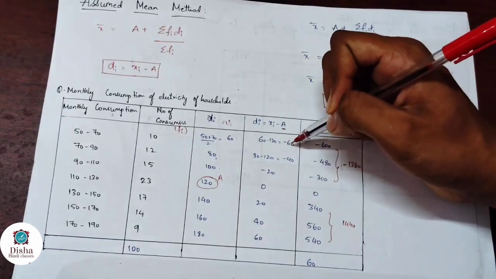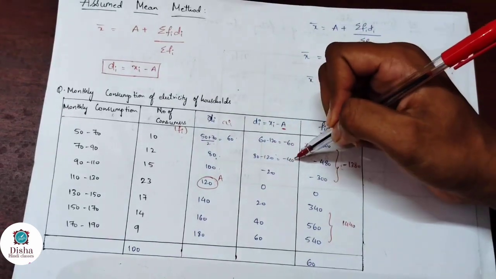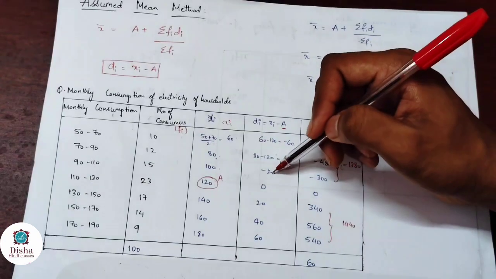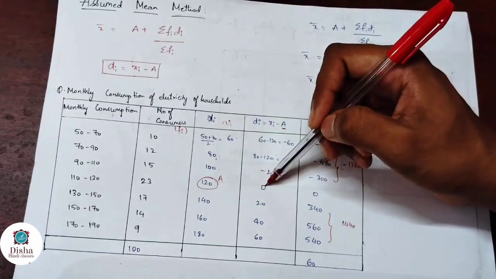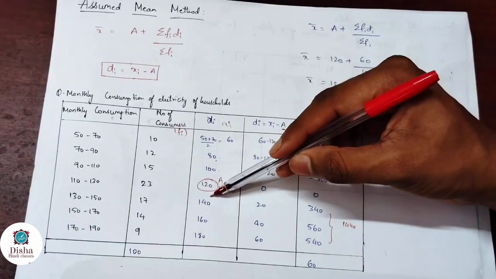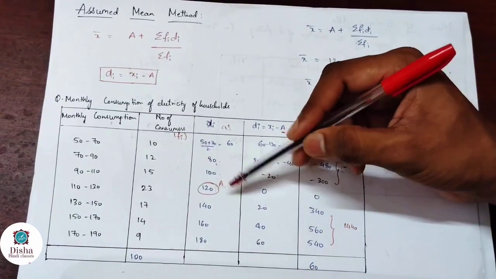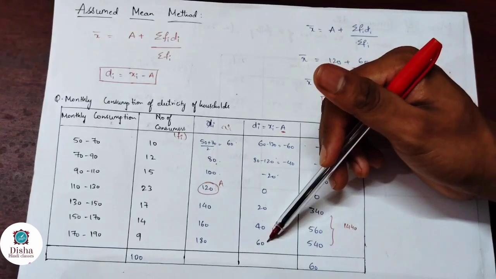So 60 minus 120 will give us minus 60. 80 minus 120 would give us minus 40. 100 minus 120 would give us minus 20. And 120 minus 120 would give us 0. 140 minus 120 will give us 20. 160 minus 120 will give us 40. And 180 minus 120 will give us 60.